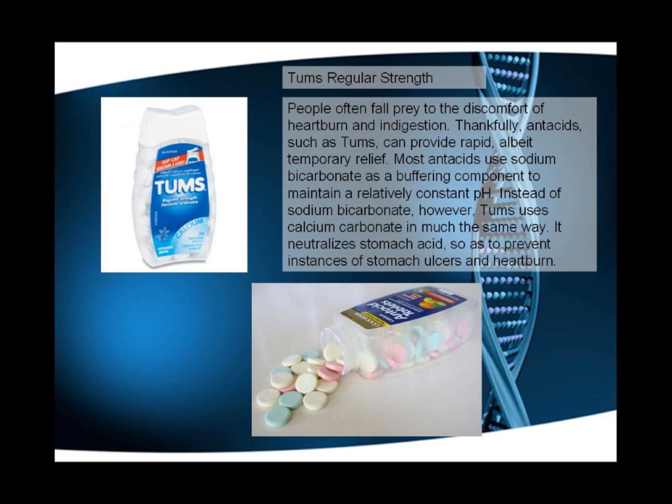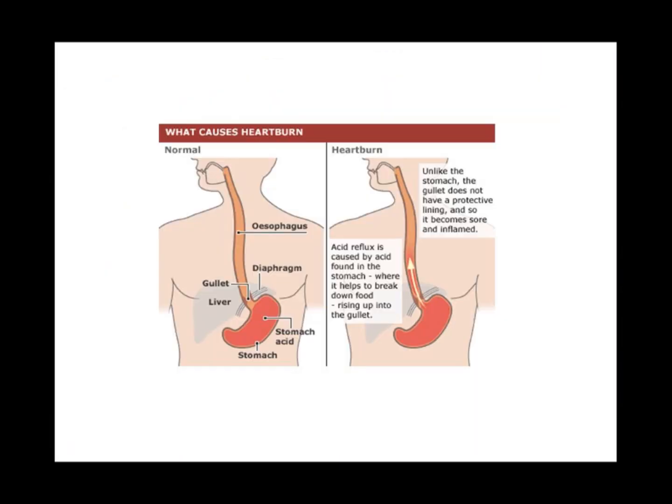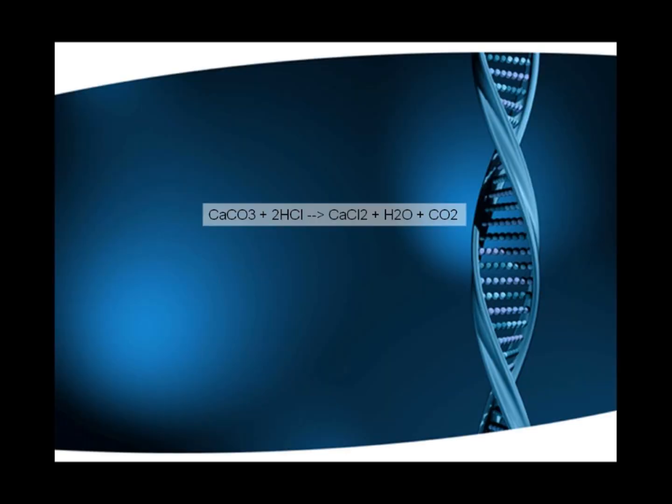Tums is used to treat heartburn and indigestion. It creates a buffer and neutralizes stomach acid. Now, what causes heartburn? Heartburn comes as a result of the acid flowing back into the esophagus. The reaction is shown here. The active ingredient in Tums is calcium carbonate, which is a weak base. When this reacts with the stomach acid, the weak base absorbs excess hydrogen ions from the HCl, which then finally allows pH to return to a tolerable level.